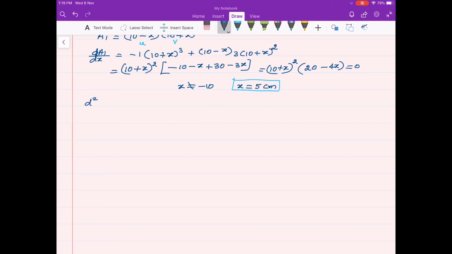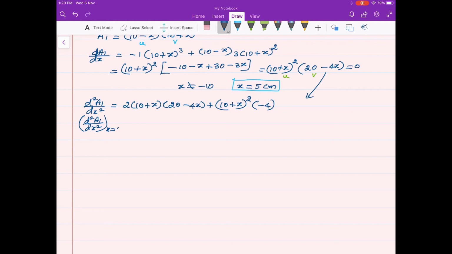Let us do the second differentiation. We will differentiate this step. U and v. U dashed is 2 times (10 plus x) into 1 times (20 minus 4x) plus u v dash. This is minus 4. No need to simplify this expression. We are going to check only whether it is positive or negative.